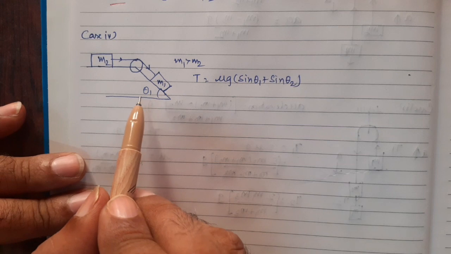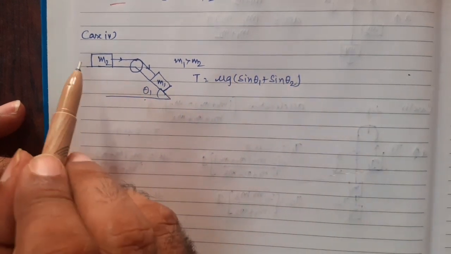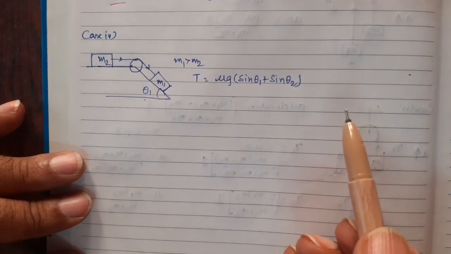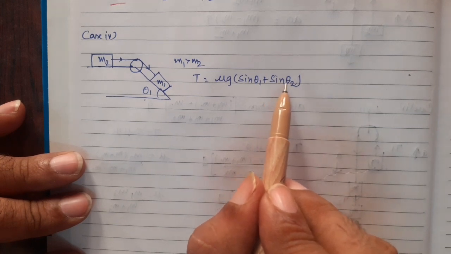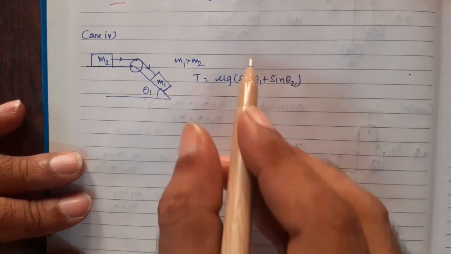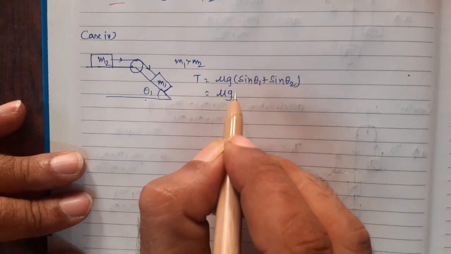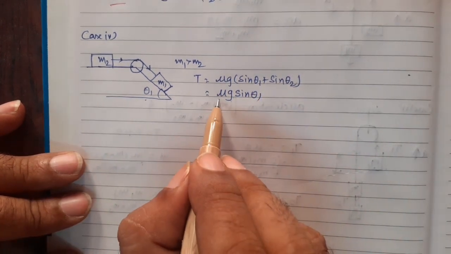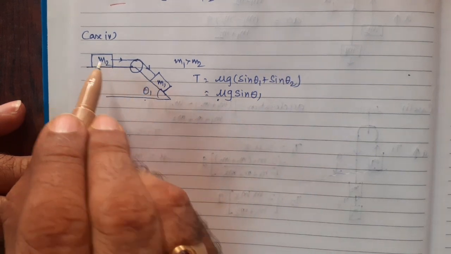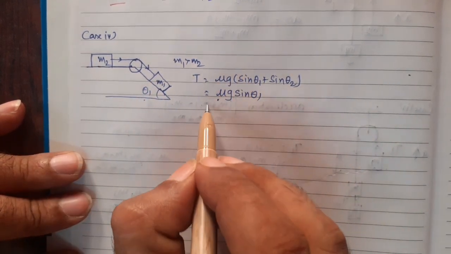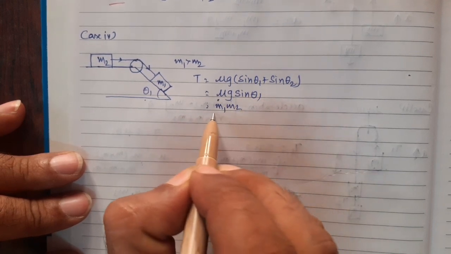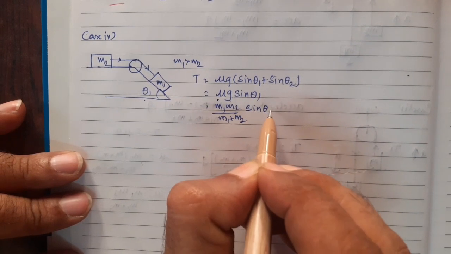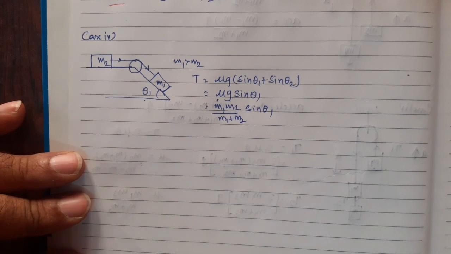Now in this case, here is theta 1, and what about theta 2? It is on the plane surface. So for a plane surface theta 2 is equal to 0, and sine 0 is equal to 0. Therefore, you can write this tension is equal to mu g sine theta 1, where mu is the reduced mass. In this case you have only the two masses m1 and m2. Therefore, this is written as m1 m2 by m1 plus m2 into sine theta 1. This is our equation for the tension.